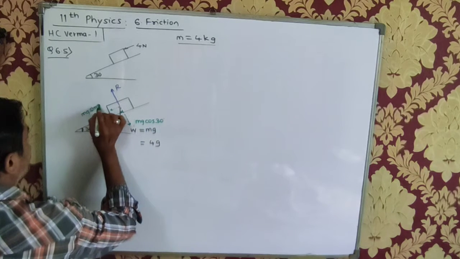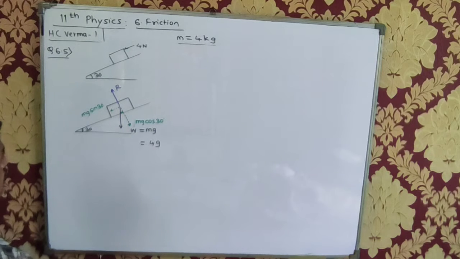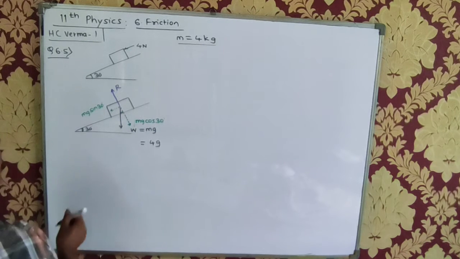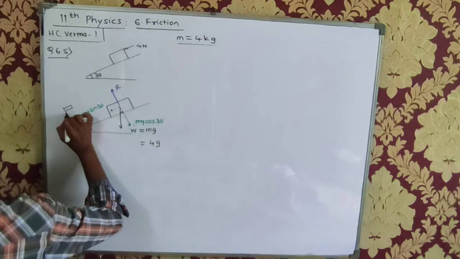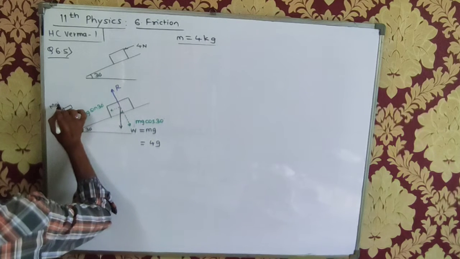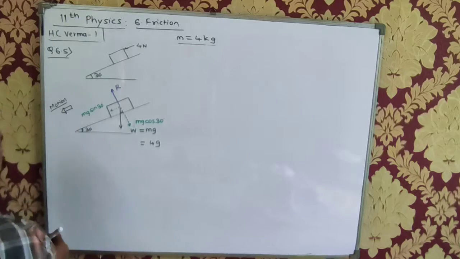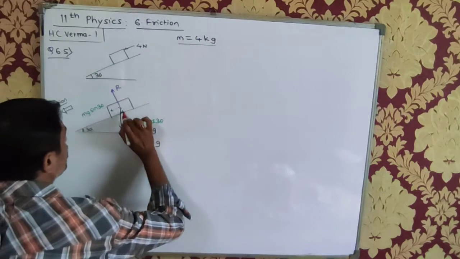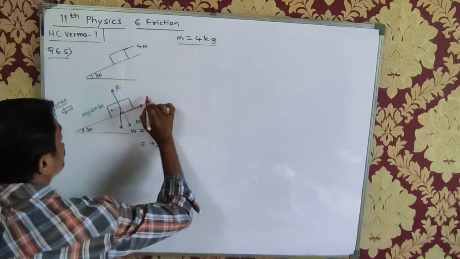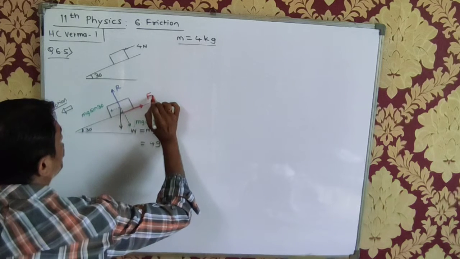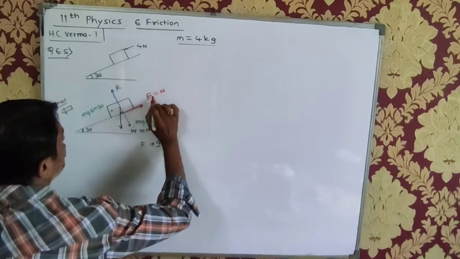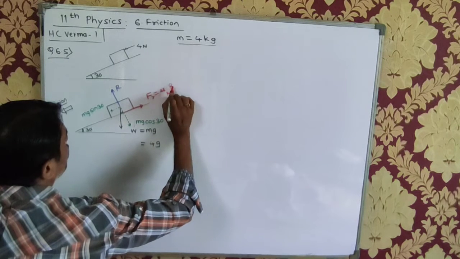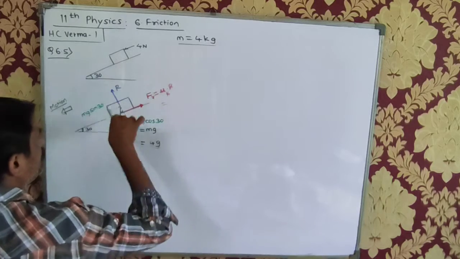mg cos 30, and this is mg sin theta, sin 30. Is anything else left over there? Yes, it is. What? Friction. Now the motion is in the downward direction. If the motion is in the downward direction, the force of friction will always oppose this. So the force of friction is going to be in the opposite direction, like this. It's at the interface. So this is the force of friction F, or F is equal to mu times R, which is mu k into the normal reaction.